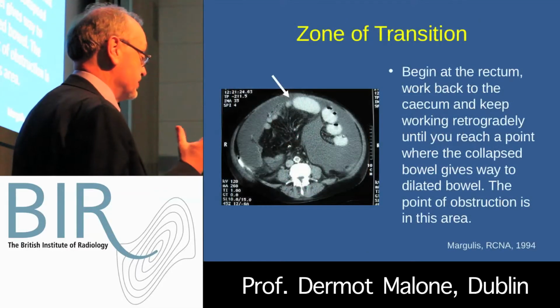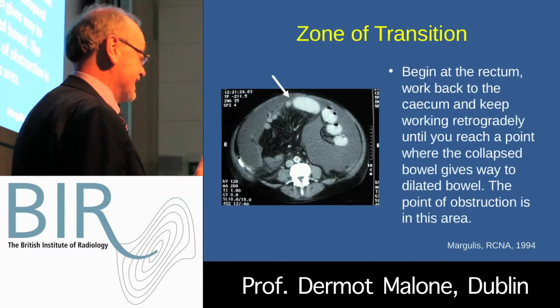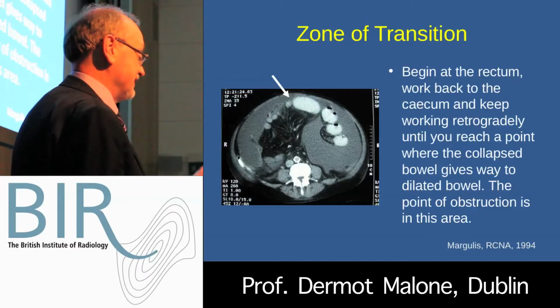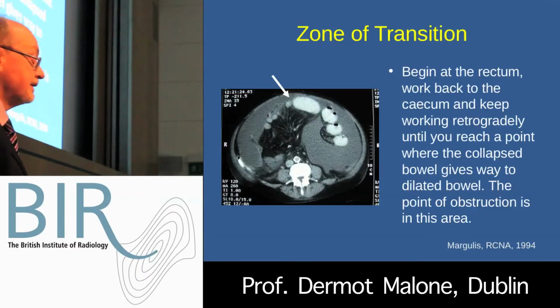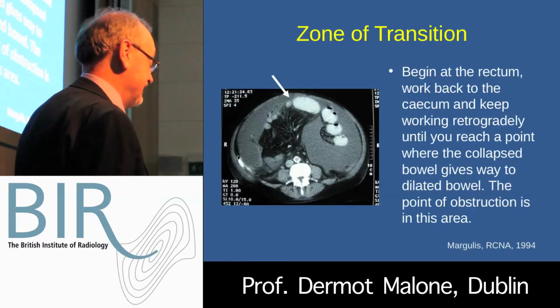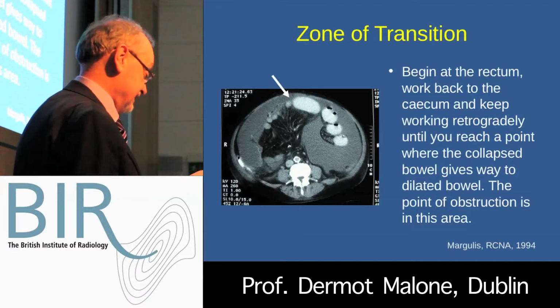And therefore, starting at the top of the abdomen and working down to try and establish where the obstruction is is less reliable than beginning at the rectum and working back to the cecum and keeping working retrograde until you reach the point where the collapsed bowel gives way to dilated bowel. That's the zone of transition, and the point of obstruction is in that area. The arrow indicates an abrupt zone of transition in this patient.